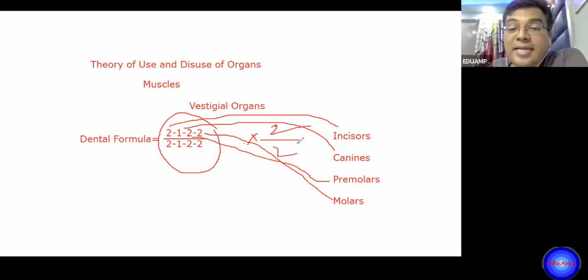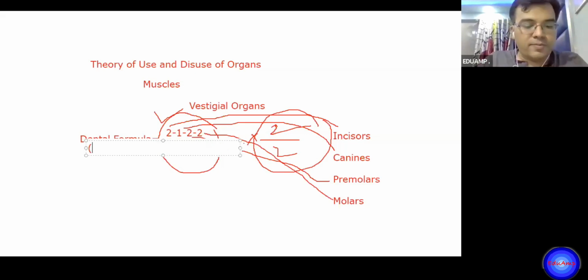So into 2 and into 2, this is understood. There is no need of writing this in the dental formula. So dental formula में सिर्फ इतना लिखा जाता है. Just remember this: 2 1 2 2 upon 2 1 2 2. Write it down. This is the dental formula of a human teenager.